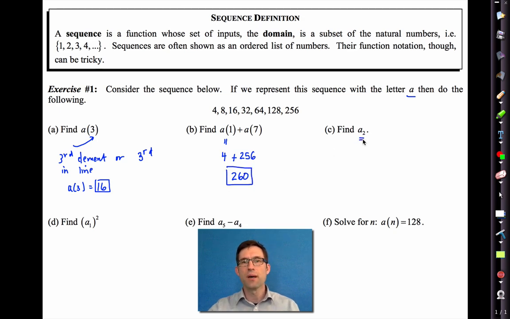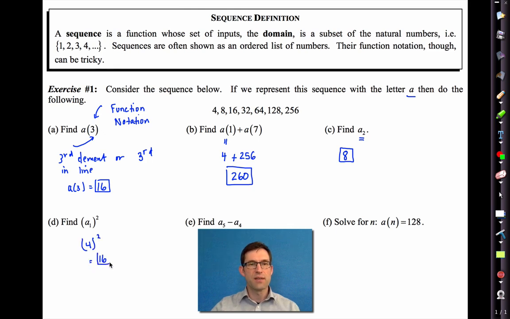But we can also use subscripts, okay? So this is more function notation, right? We should feel pretty comfortable with function notation at this point. But subscripts are also a good way to do it, right? Same thing, A sub 2, okay, remember that's not an exponent, it's sub 2, just means pick the second one in line. So that's 8. Take a look at this, A sub 1 squared, that means take the first element, which is 4, and square it. Obviously, that gives us 16.